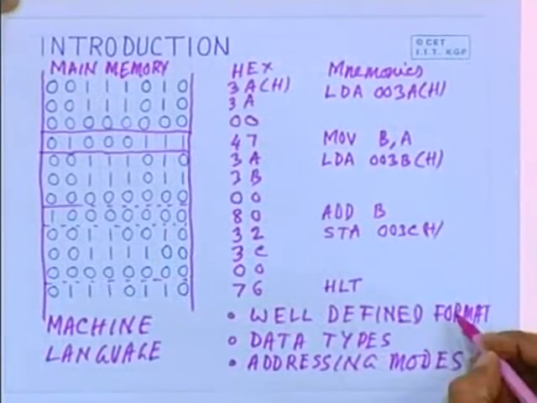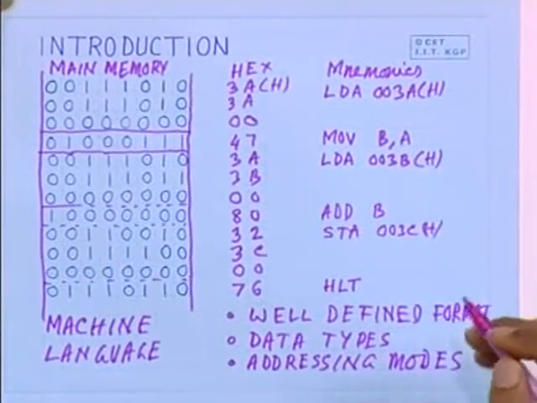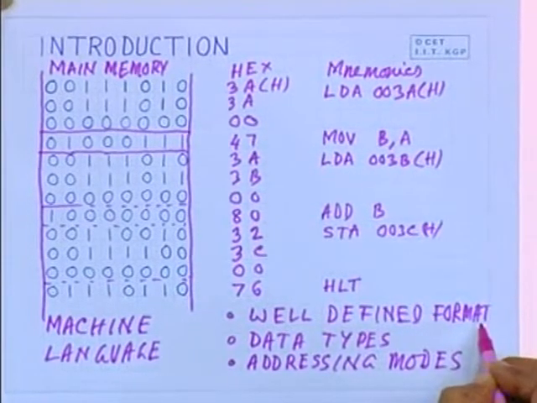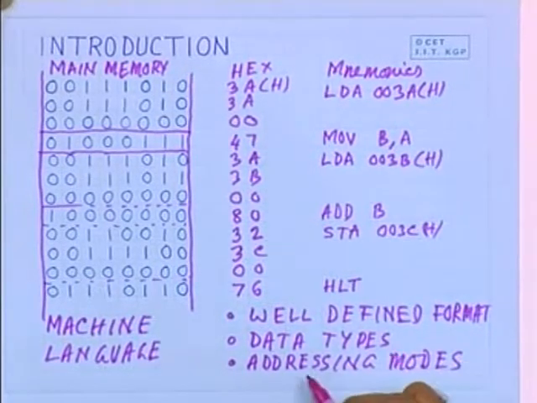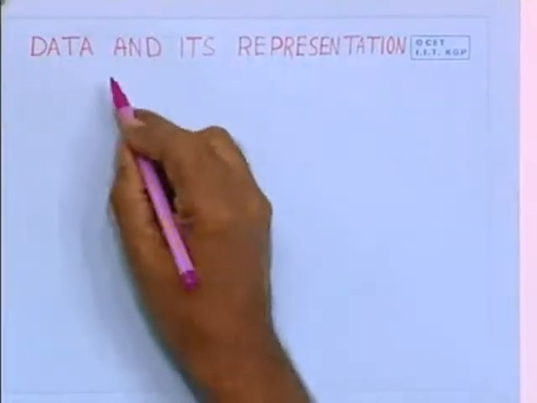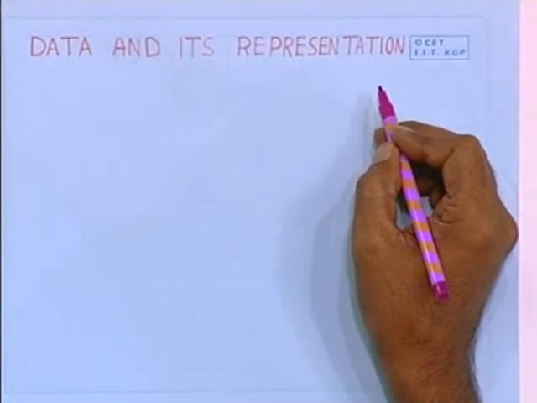So, we shall study these three aspects of the instruction. These are the three ingredients which make an instruction, and the instruction set is realized by a proper mix of a well defined format, different types of data types, and different types of addressing modes. So, first let us try to understand the data types, or data and its representation. What are the different types of data a microprocessor can process?